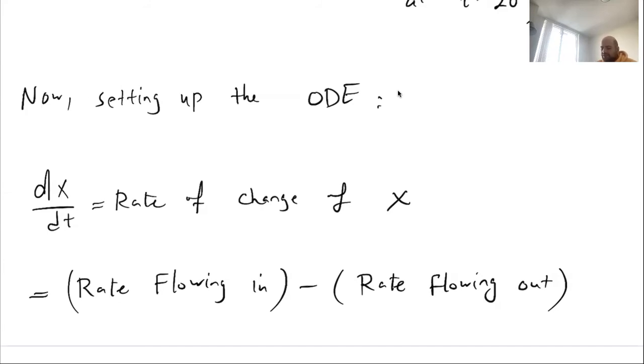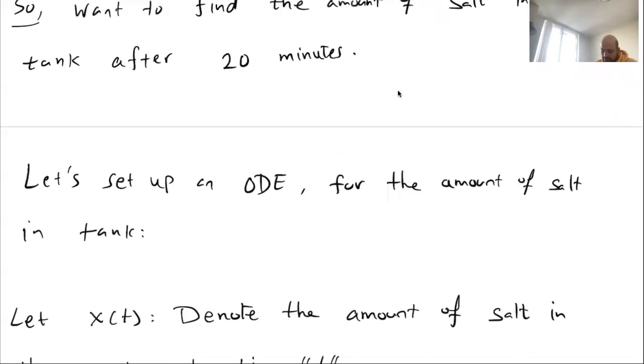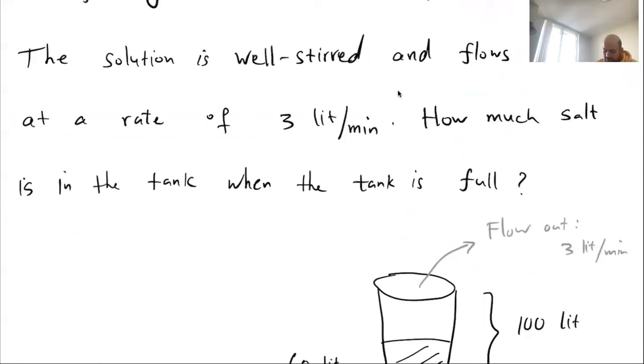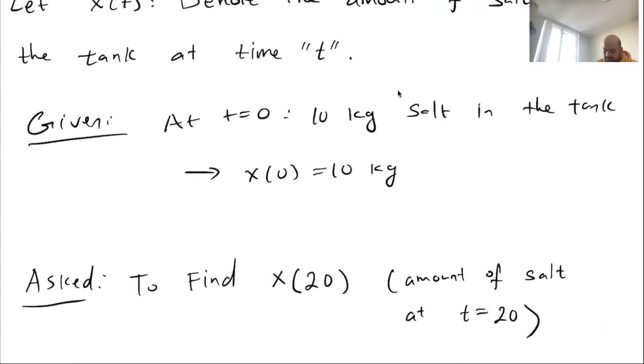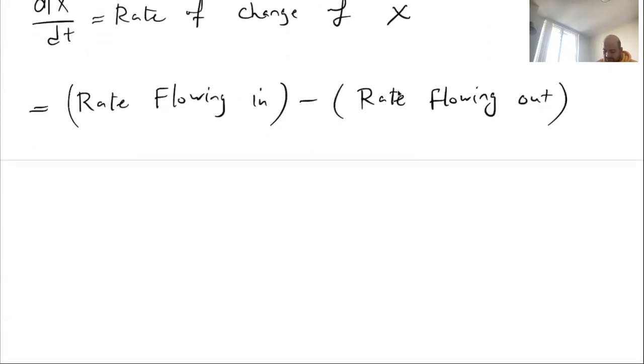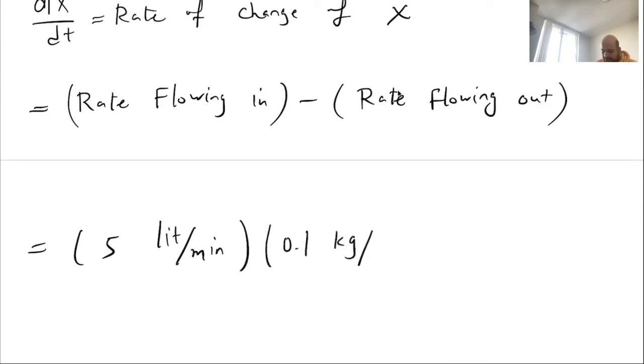What is the rate flowing in? Well, let's see. Flow in, 5 liters per minute flows in, and the water that flows in has the concentration 0.1 kilogram per liter. So this will be 5 liters per minute times 0.1 kilogram per liter.